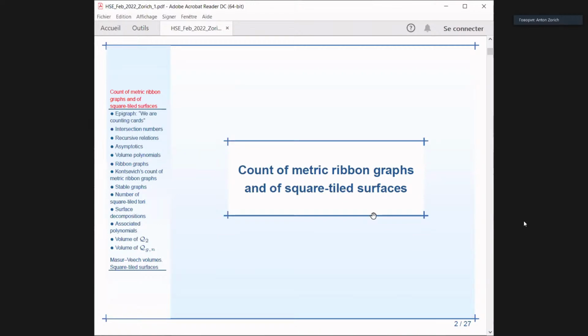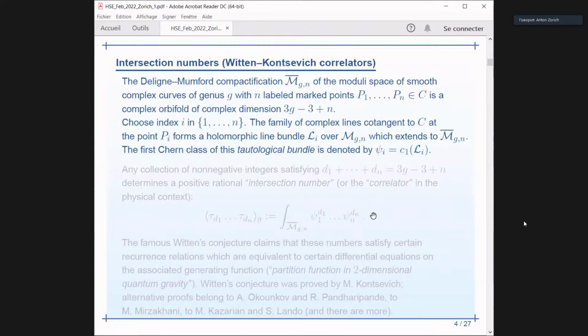And before counting square tile surfaces, let me recall how one can count metric ribbon graphs. And before passing to metric ribbon graphs, let me tell about the main actor of this count. So I will need Witten-Kontsevich correlators. Witten-Kontsevich correlators, well, they appeared at this seminar many times, so I will just very briefly recall where they come from.